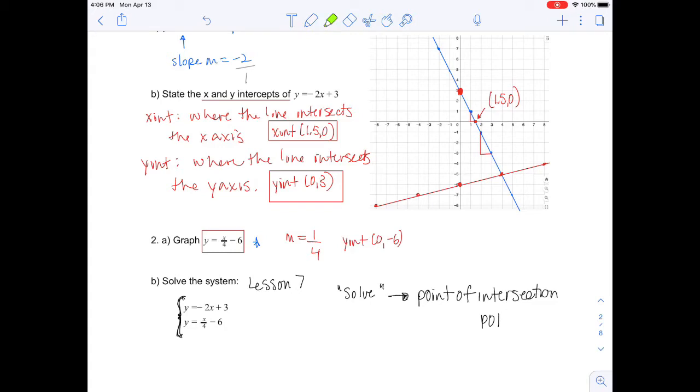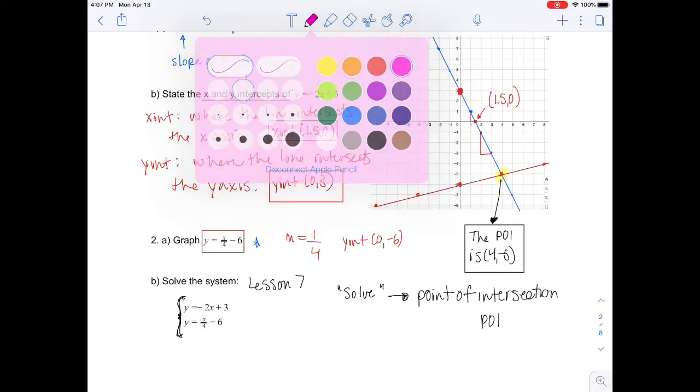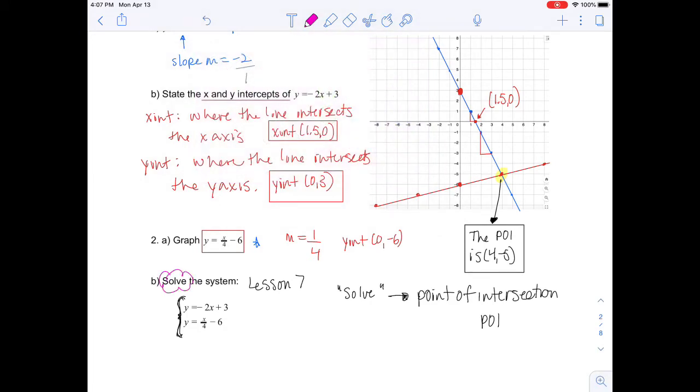Lucky for us, we already have the two lines graphed. In lesson 7, we learned there are two ways to do this. One is to solve by graphing. The other is to solve by equating y values, which we're going to do in part 2 of this video. But here, because we already have them graphed, we can say the POI is (4, -5). Just a reminder, when I ask you to solve a system, this word solve means to find the point of intersection.